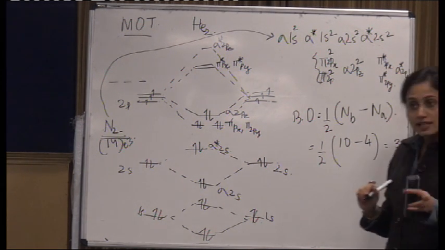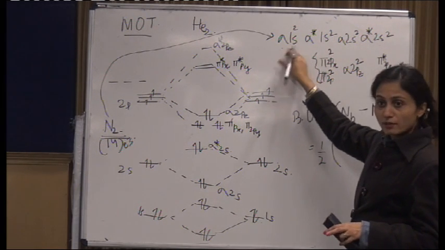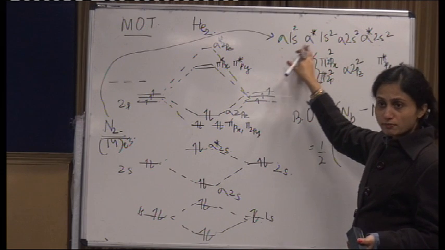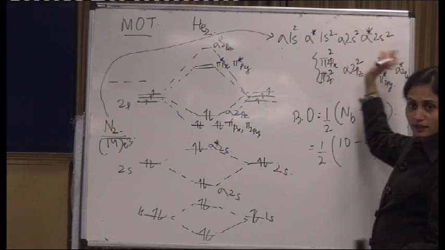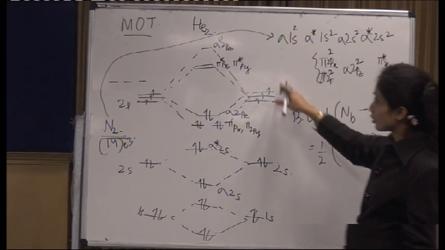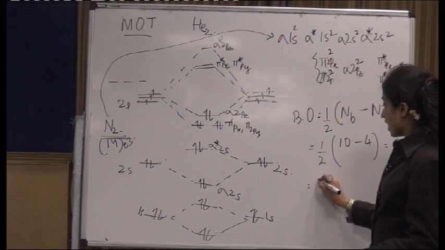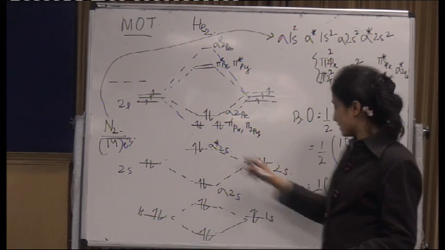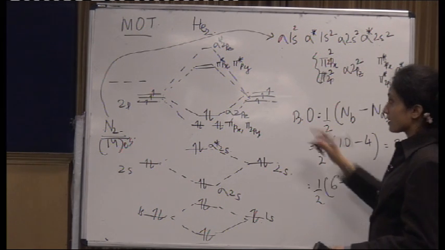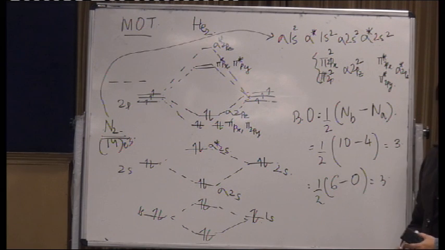Okay? There is another way: you know 1s and sigma star 1s will be cancelling each other. The 2s and sigma star 2s, those are inner shell orbitals, they also cancel. So you just look at the final orbital which is getting filled up. You can also do it as half of number of bonding electrons in the final orbital, that is 2, 4 and 6. So 6 minus 0. So that is equal to 3 again. Got it? There are ways of doing it.